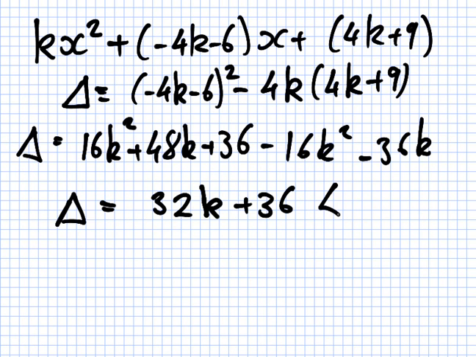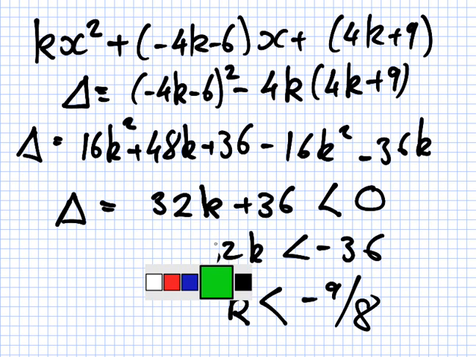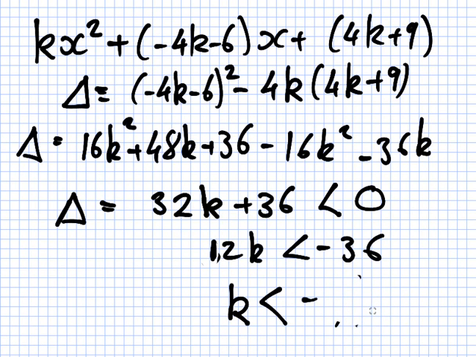And this needs to be less than 0. So you have 32k less than minus 36. So k is less than 36 divided by 32, minus 9 over 8, which... No. What did I do wrong? No, 32 is 12. Wow. 2 minus 1. Oh, yeah, my goodness. What an idiot. That's 12. Yeah. So this here should be 3.